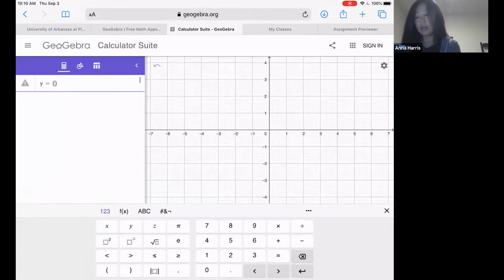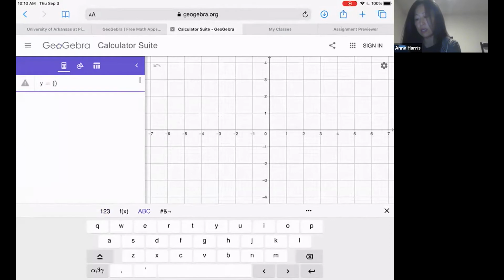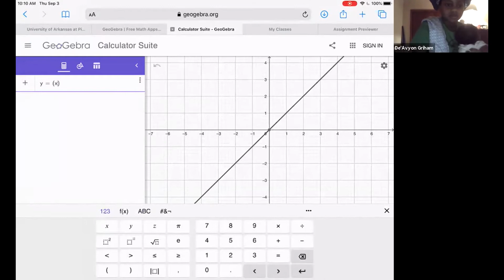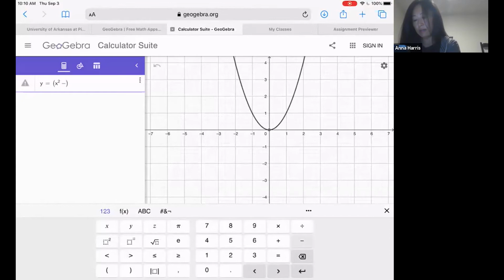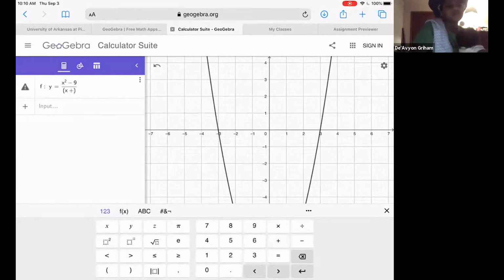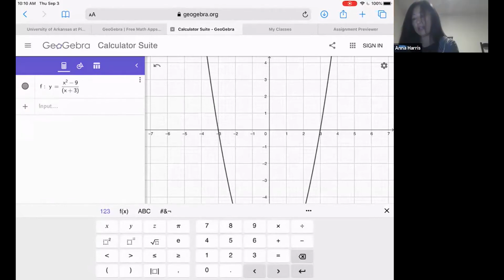What was my function? Does anybody remember? It was x what? X squared minus 9, over x plus 3. Yes, ma'am, x plus 3. That's what I had. Okay, so I can graph that.